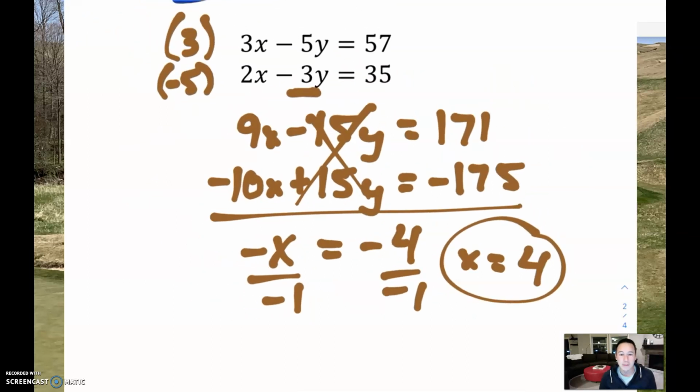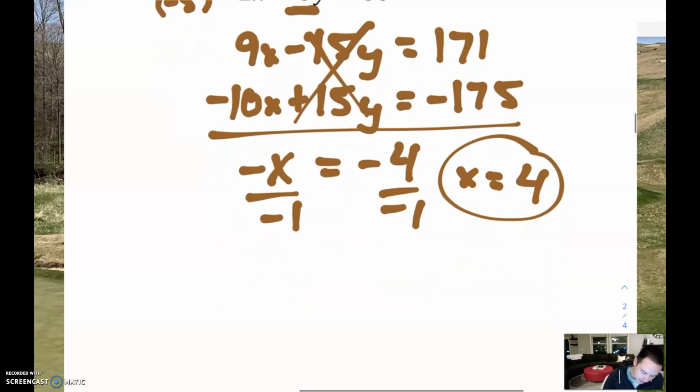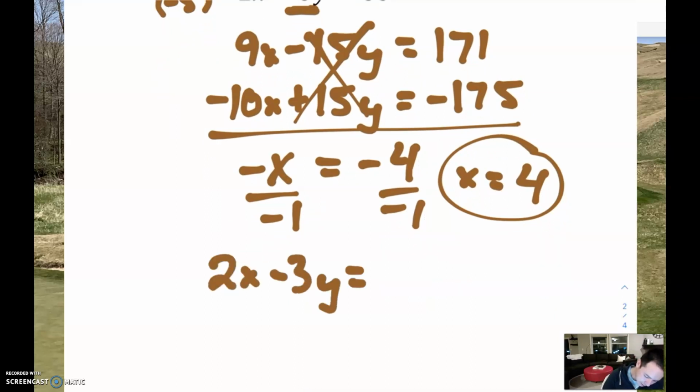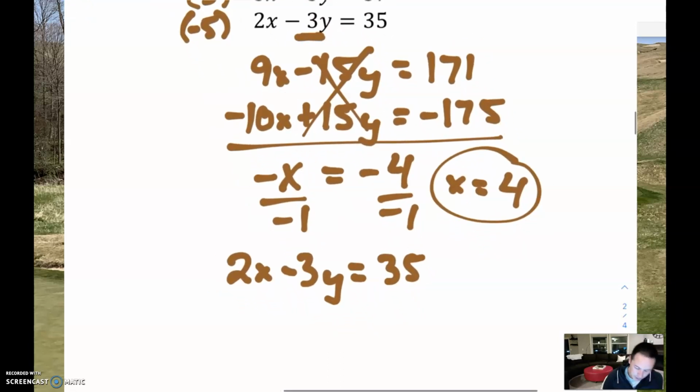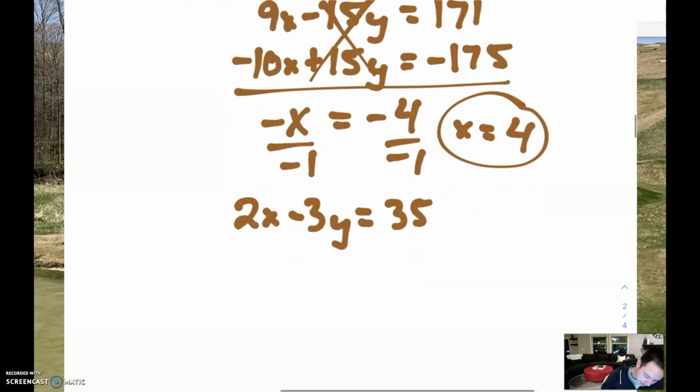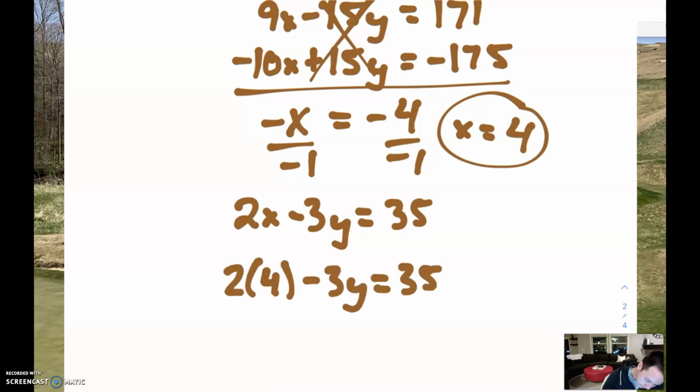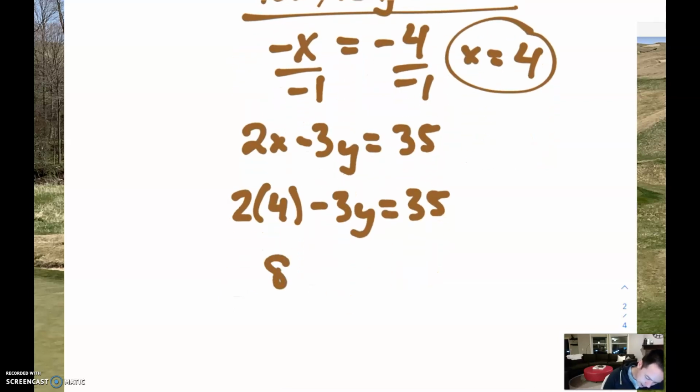You can choose the top one or you can choose the bottom one. Sorry, you're going to deal with some negatives either way. Let's use the bottom one. So 2x minus 3y is equal to 35. We do know that the value of x is 4, so let's go ahead and replace x with a 4. Multiply and you get an 8.